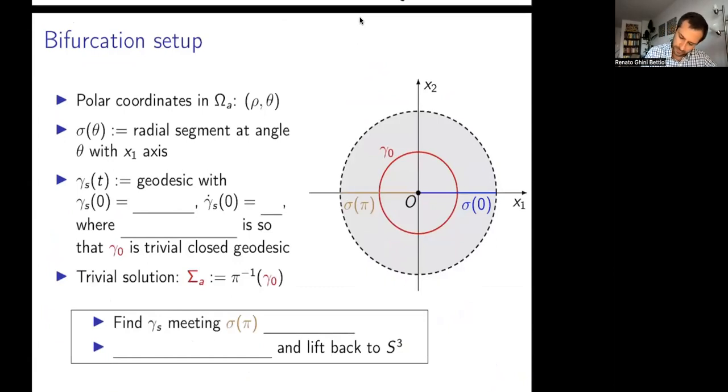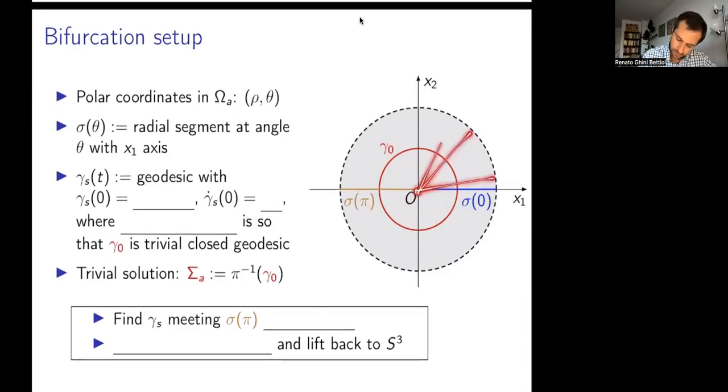The trivial one is, again, flattening the picture to look at it, looks like this. That's the Clifford torus, let's call it. So if we put polar coordinates on this domain, which is the orbit space with the conformal metric, we can then look at these radial segments starting at the origin, going to the boundary. So let's say if this angle is theta, this here is sigma theta.